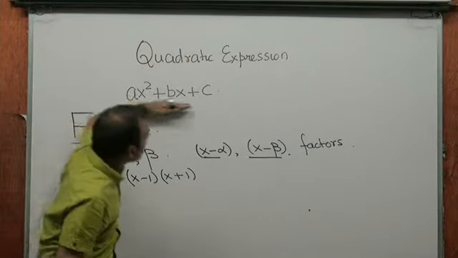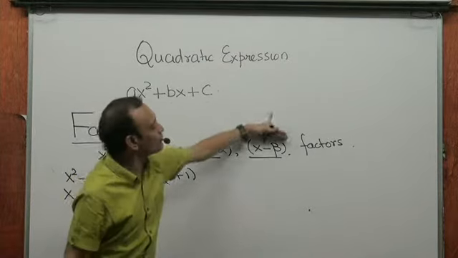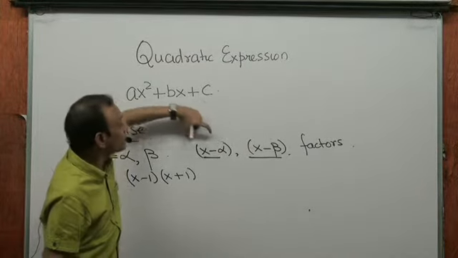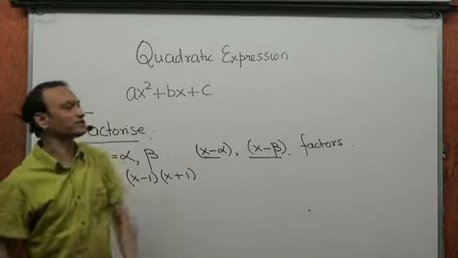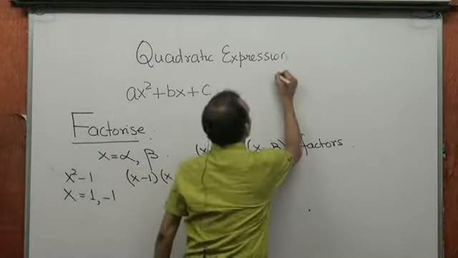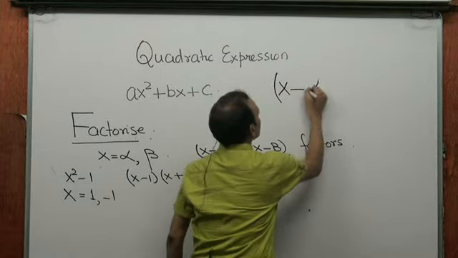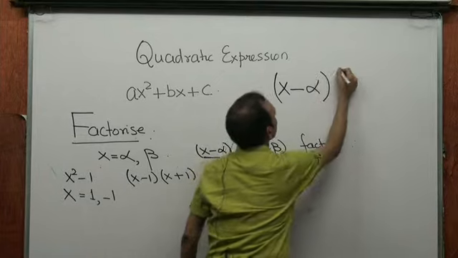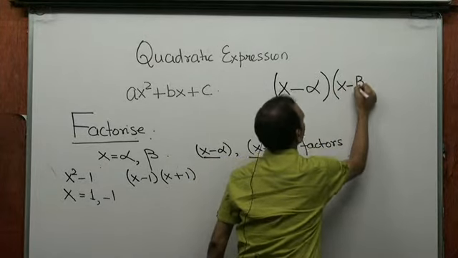That means, in your attempt to factorize this, if you have found values of x for which this vanishes, then you know that x minus alpha and x minus beta must be factors of that expression. That means this expression, when sought to factorize, will certainly have factors x minus alpha and x minus beta.